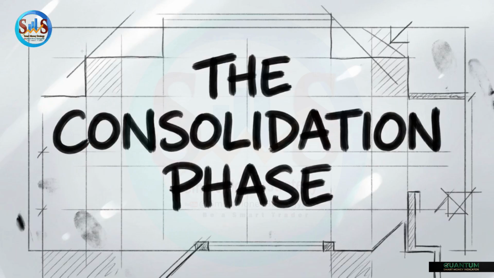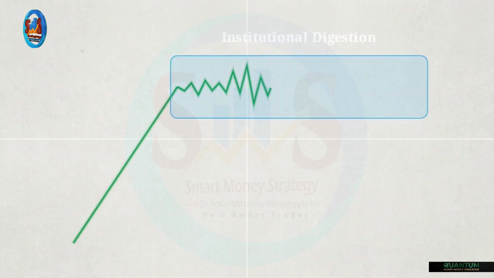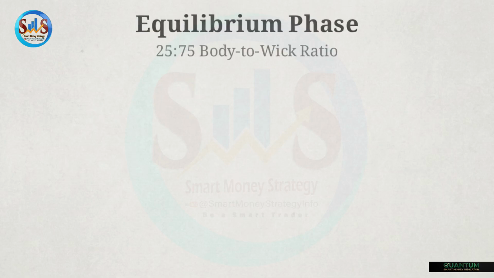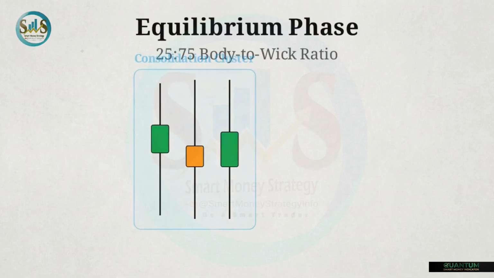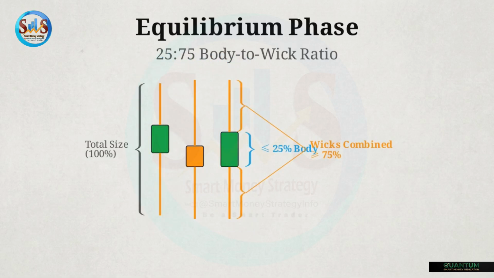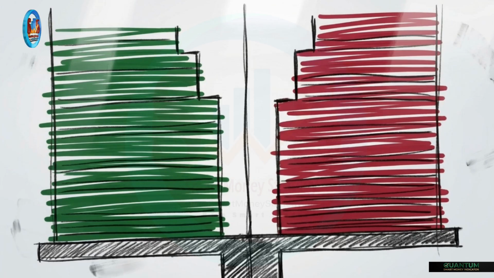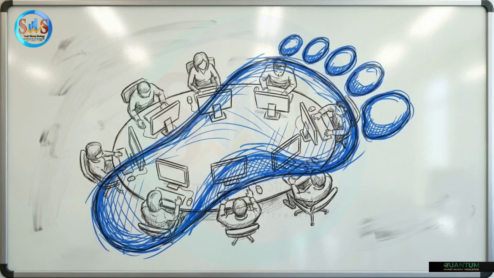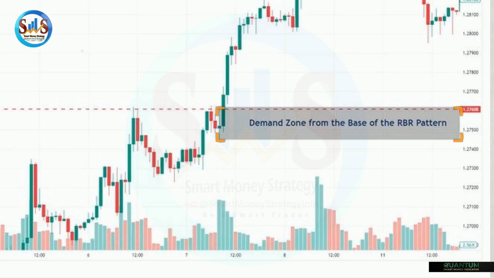Step 2 identifies the pause immediately following that explosive move. The market must temporarily digest the momentum before it can continue. We filter this using the 25-75 rule. You need a cluster of 2 to 3 consolidation candles, where the bodies account for 25% or less of the total size, while the wicks make up the remaining 75%. This body-to-wick ratio indicates that buying and selling pressure have reached a temporary equilibrium. This tight range is the footprint of smart money accumulating the remainder of their positions without moving the price against themselves.